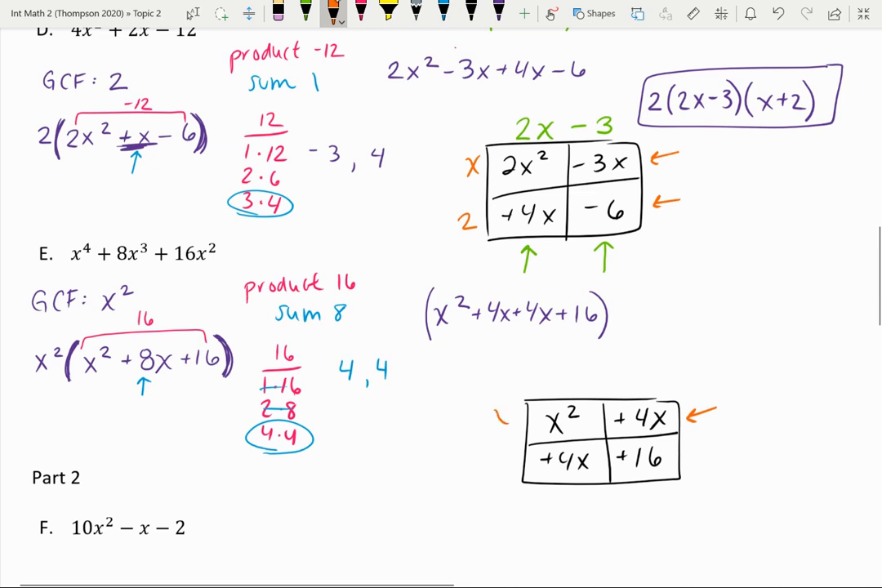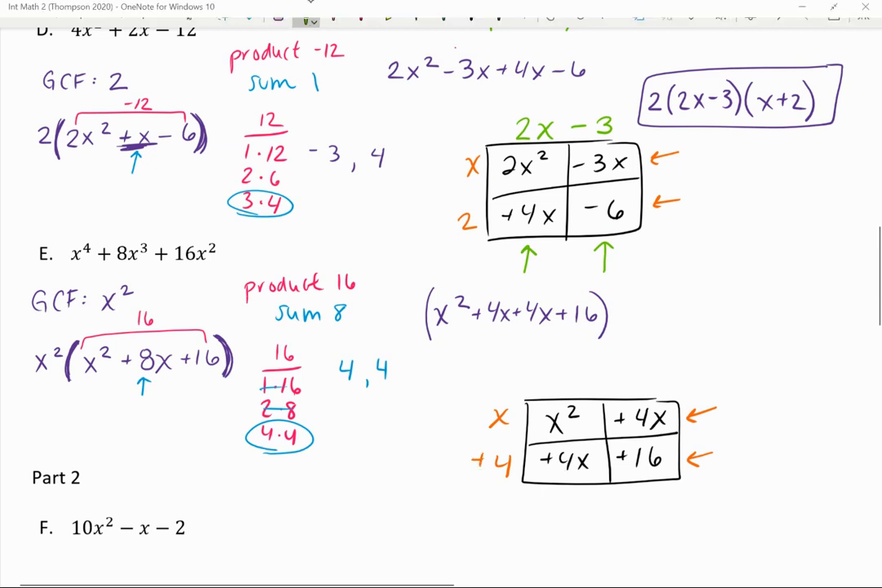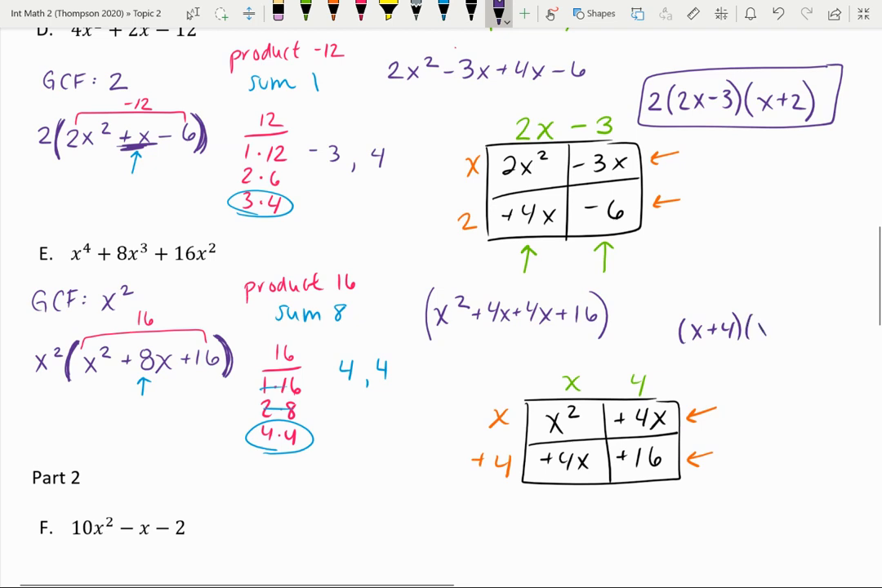X squared plus 4x, I can take out an x. 4x plus 16, I can take out a 4. Sounds a little redundant. So I do have x plus 4 times x plus 4, all times my GCF. This could be written as x squared times x plus 4 times x plus 4. It could also be written as x plus 4 squared times x squared, because the x plus 4 occurs twice, so I could just rewrite it as squared.